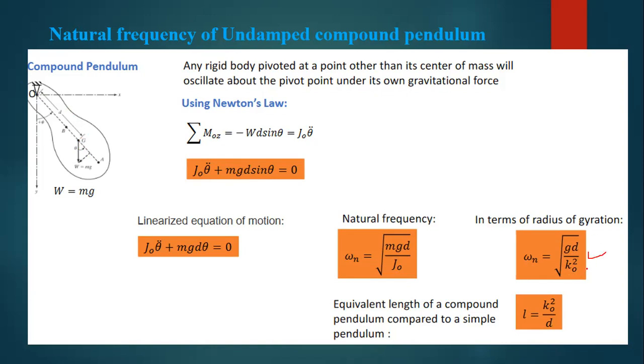So the natural frequency is the square root of gd over k naught squared. This is in terms of the radius of gyration. J naught is substituted by the radius of gyration, then we can get this.